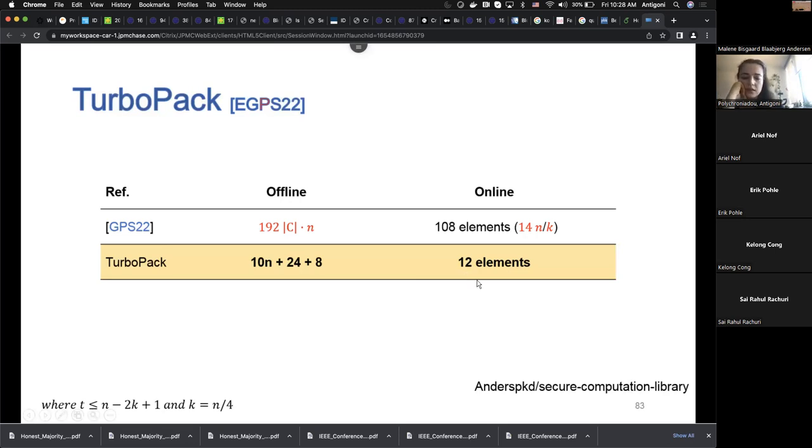I'm not going to show you the running times, but I want to mention that we have implemented our result in this library of Anas. I think he's there. This is a library that doesn't have any dependencies, it's self-contained, so you can have a look.